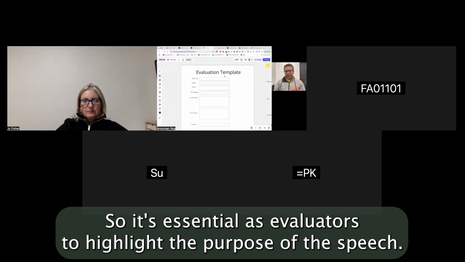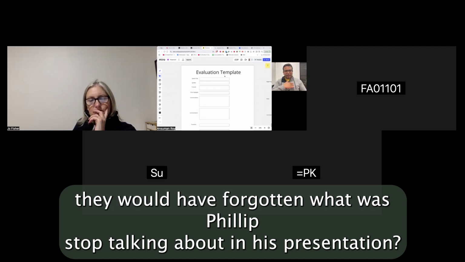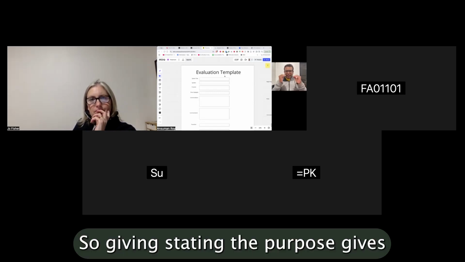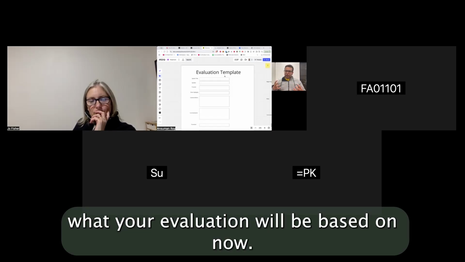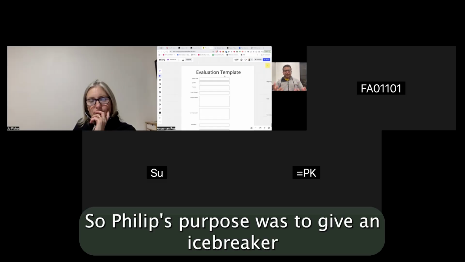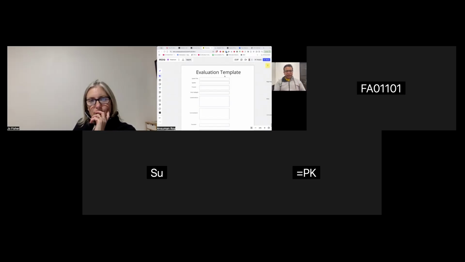So it's essential as evaluators to highlight the purpose of the speech, because by the time the audience listens to your evaluation, they would have forgotten what Philip was talking about in his presentation. So stating the purpose gives you the body of your evaluation, what your evaluation will be based on. Now, say Philip's purpose was to give an icebreaker, to introduce himself to the club.